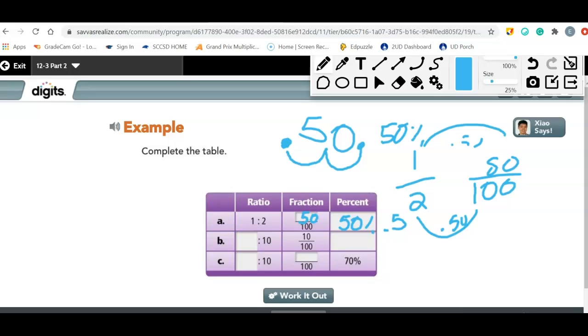All right, if we have 10 over 100, what would the ratio be? The second part is 10. Ratio 1 to 10. 10 to 100, that gives us 10%. If we have 70%, what is that out of 100? Jacob, 70. And out of 10, Clayton, 7. Give me a different fraction that would represent 70%.